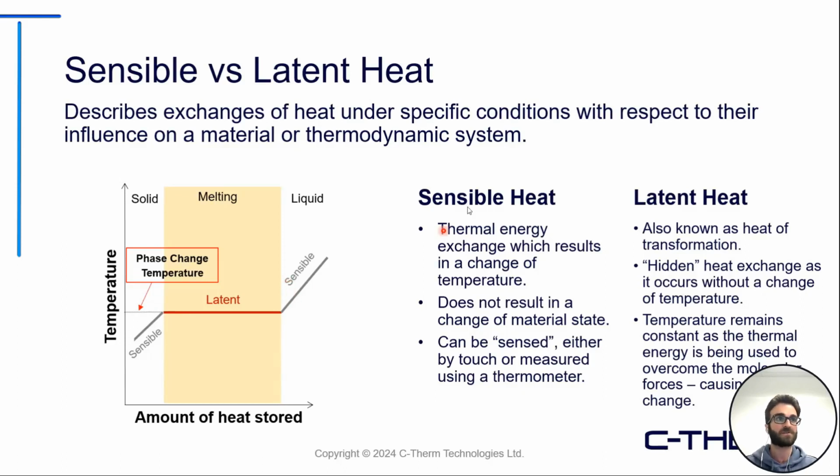But these two different forms of temperature and heat are really what's going to be driving a lot of the conversation. So again, sensible heat, this is thermal energy exchange which results in a change in temperature. It can be sensed. That's kind of where the name comes from. You can measure that directly, see that temperature change occurring. Whereas the latent heat, also known as heat of transformation, is more of that invisible or hidden heat exchange that occurs without a change in temperature. So this is, again, just setting up the basis for what we'll be chatting about here today in further detail.